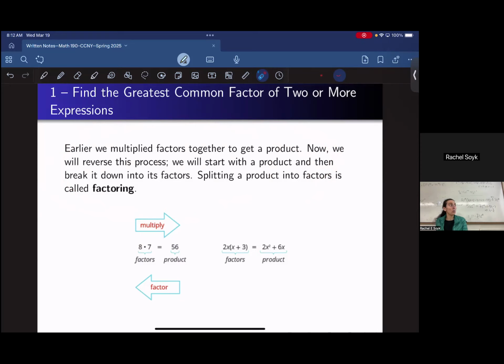Beautiful. Thank you so much. And so what we've done for the past few weeks is we've been utilizing FOIL, right? We've been expanding out binomials. We've been expanding out the product of a binomial and a trinomial, or a polynomial and another polynomial. Now we're reverse engineering that. Now we have this expanded form and we want to factor it. So if we have this expanded form, we want to figure out how do we factor it into our 2x times x plus 3.